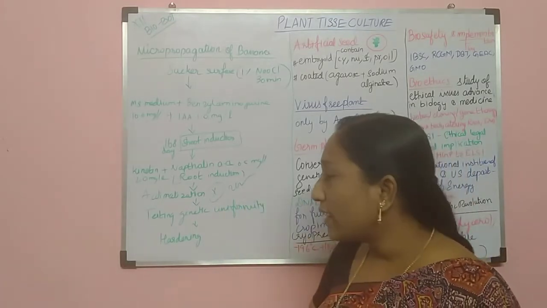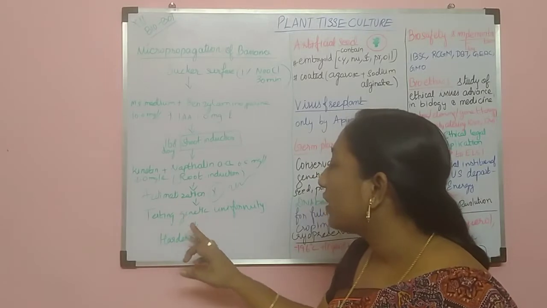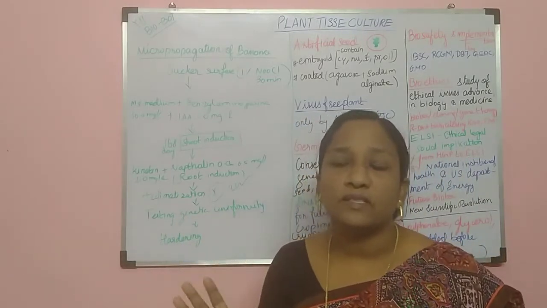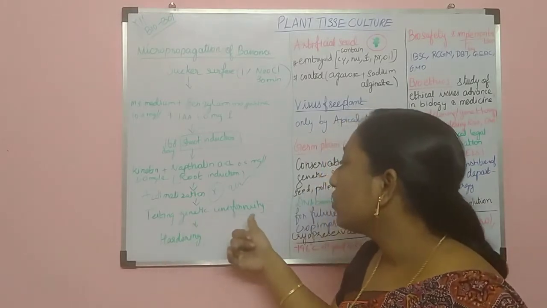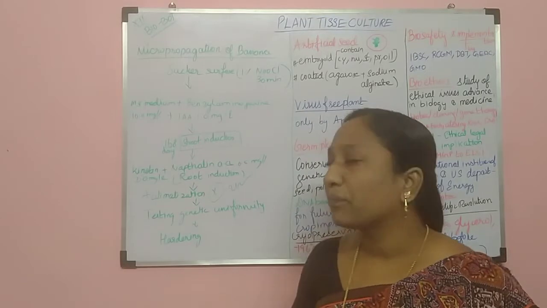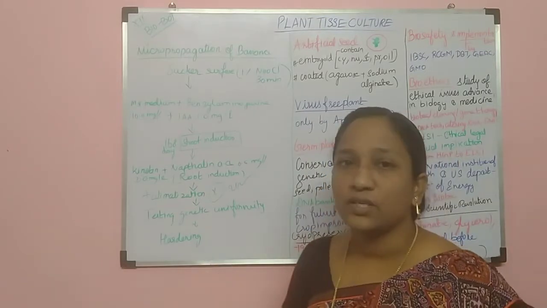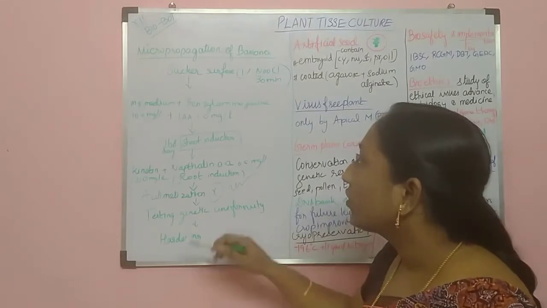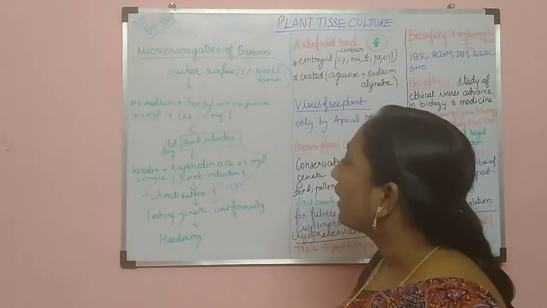Next, after acclimatization, we have to check whether the genetics are uniformly present or not. So genetic uniformity will be checked, and then the plant has to be placed in the normal environmental condition by the process called hardening. So this is called micropropagation of banana.